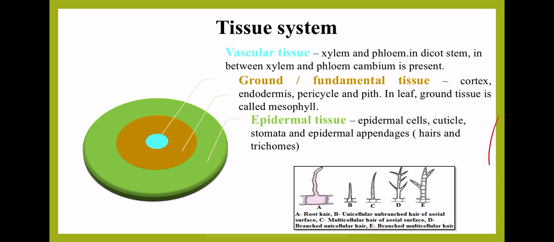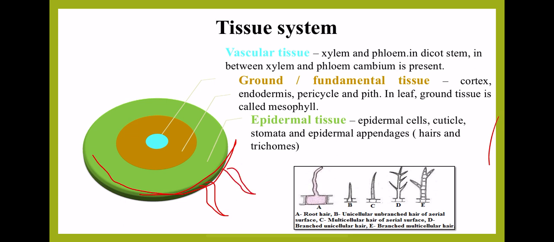So epidermal tissue, it is the outermost layer, and it is made up of parenchyma cells, and it has hair-like structures. It is termed as trichome or root hair.